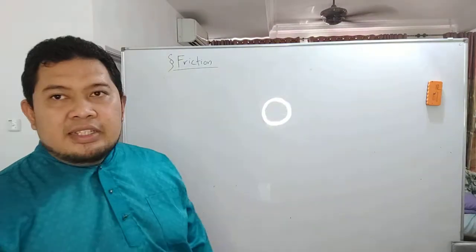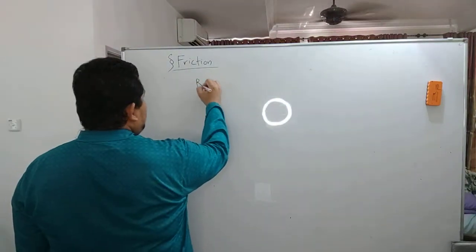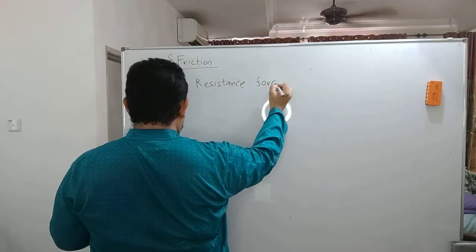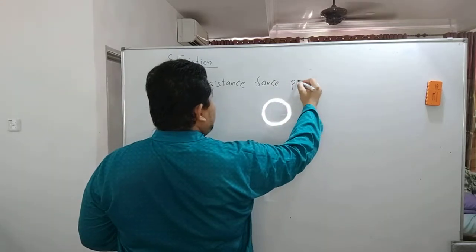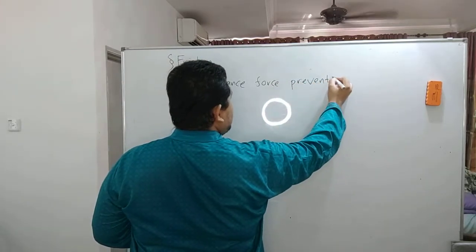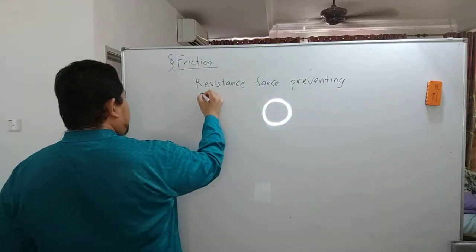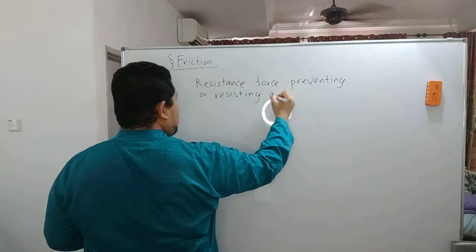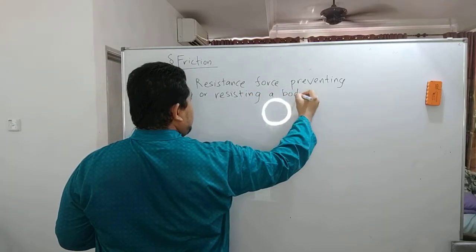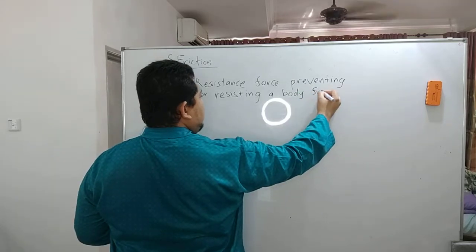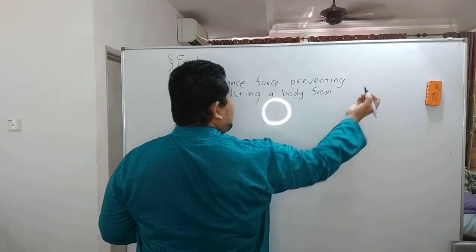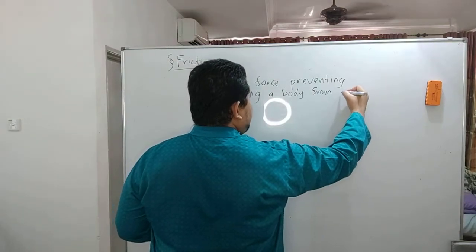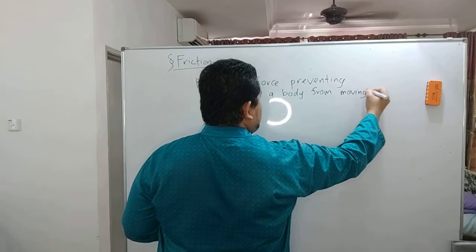So friction is actually a resistance force preventing or resisting a body from moving, or from moving or slipping. Okay, moving or slipping.